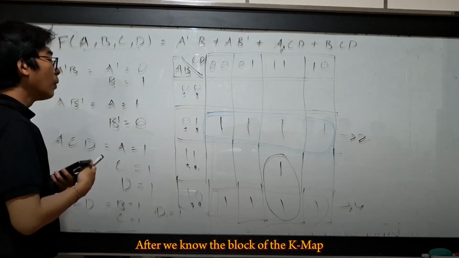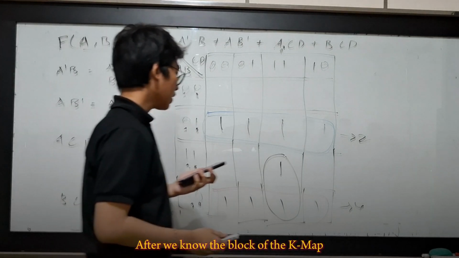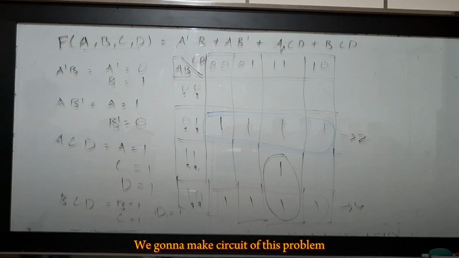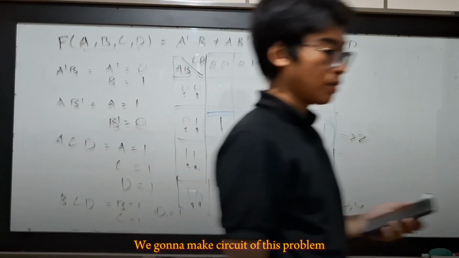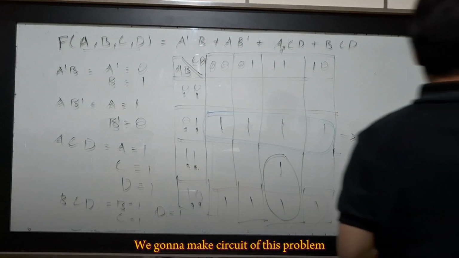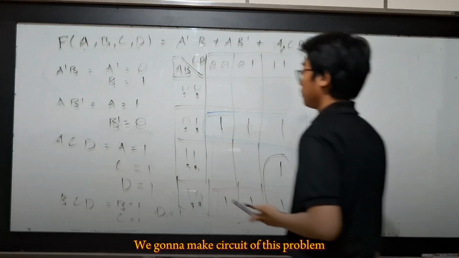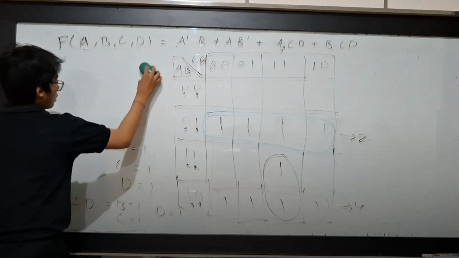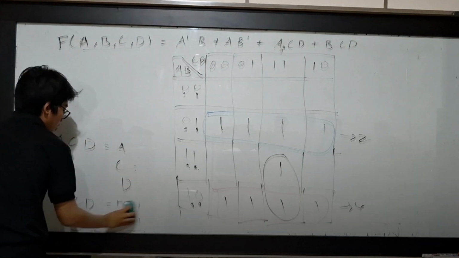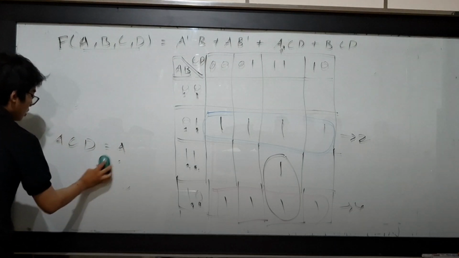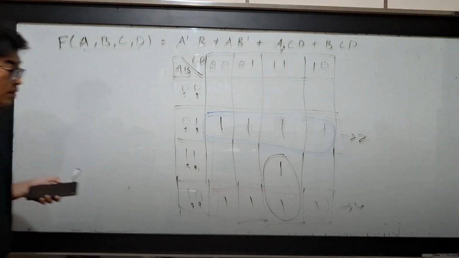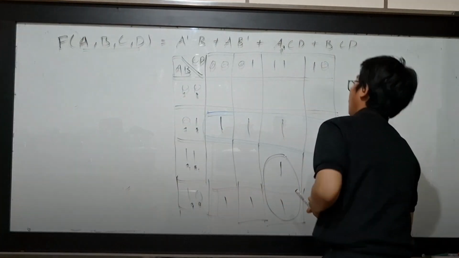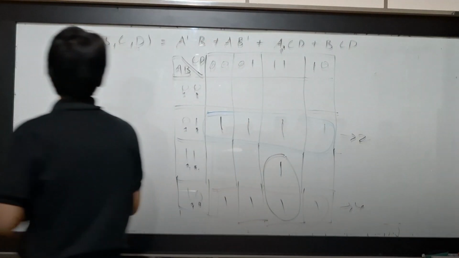After we know the blocks of the K-map, we're going to make the circuit of this problem. I'm going to erase this equation, then I'm going to make the circuit of this problem.